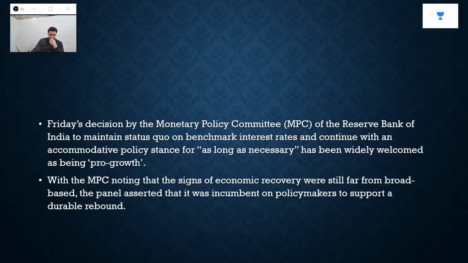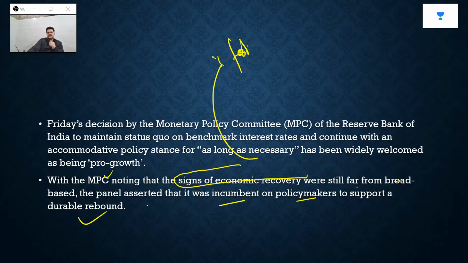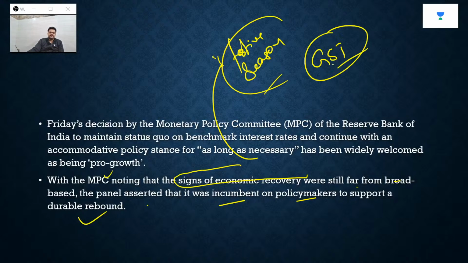Now understand one more thing. With the Monetary Policy Committee noting that the signs of economic recovery were still far from broad-based, the panel asserted that it was incumbent on policymakers to support a durable rebound. What it means is that the Monetary Policy Committee noted signs of economic recovery, which was very much visible, especially starting from the festive season. Okay, from the time of Diwali and Dussehra a recovery is being seen, and in GST collection also you saw that collection has increased. So that necessitated a kind of monetary policy which policymakers view should support a durable rebound.